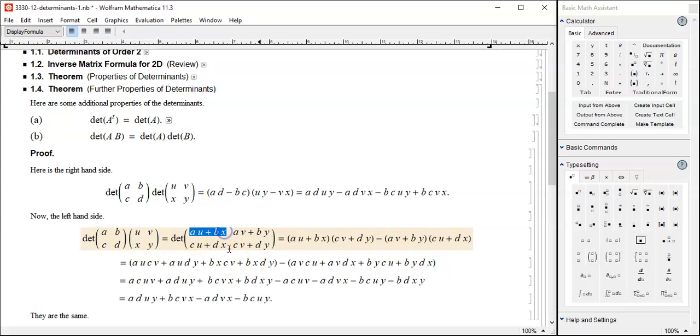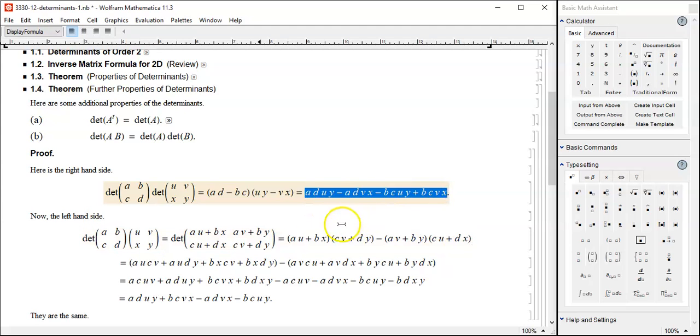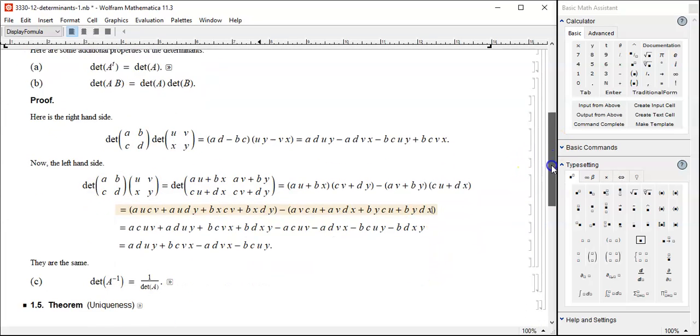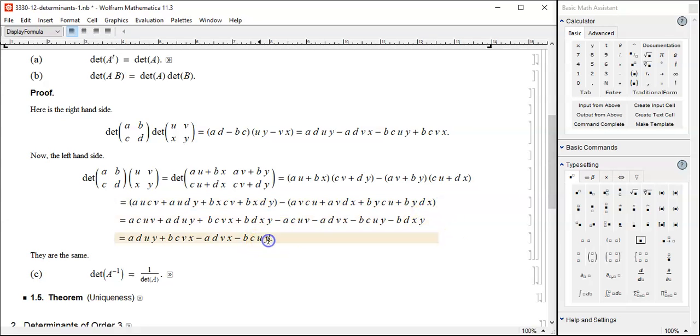AD, this times that comes over here, minus BC, this times that over there. Okay, there are already A, B, C, and D here, but I don't think that caused too much trouble. AD minus BC over there, I meant by this crisscross. And then checking whether this and that are the same or not, it's just tedious routine algebra. Turns out the same.